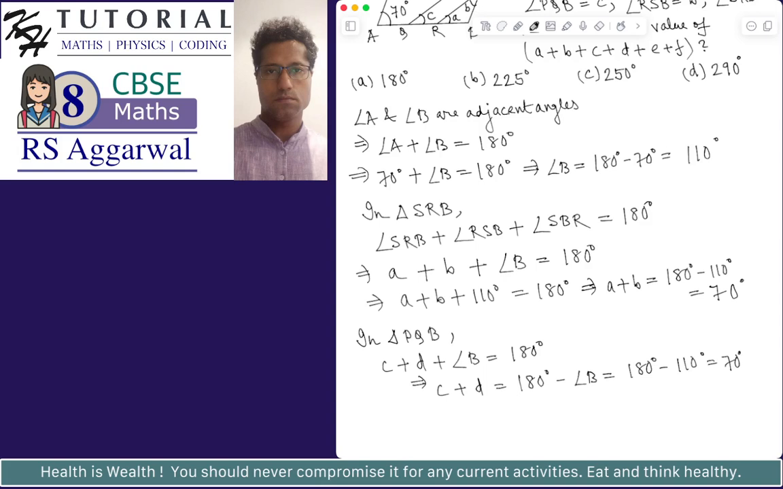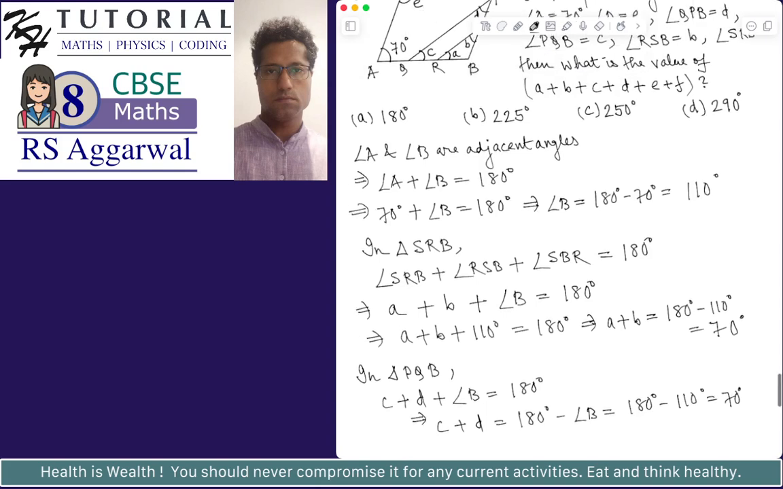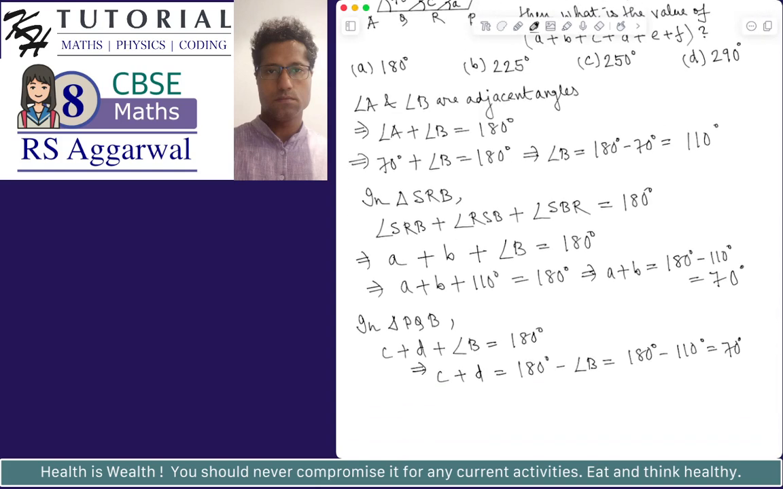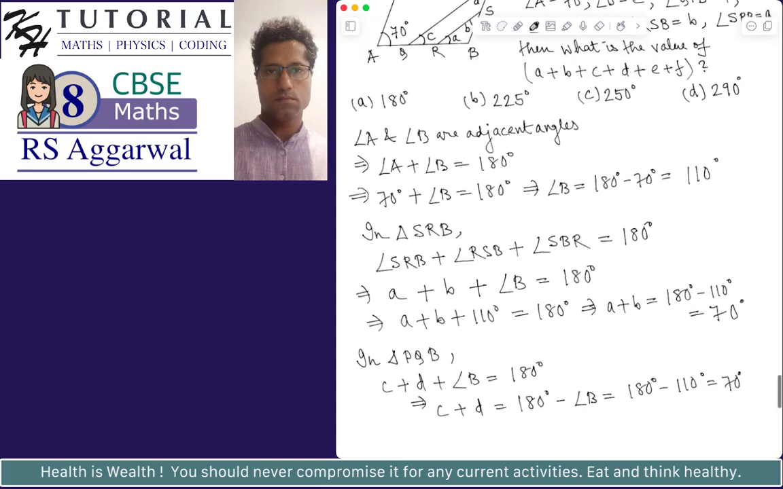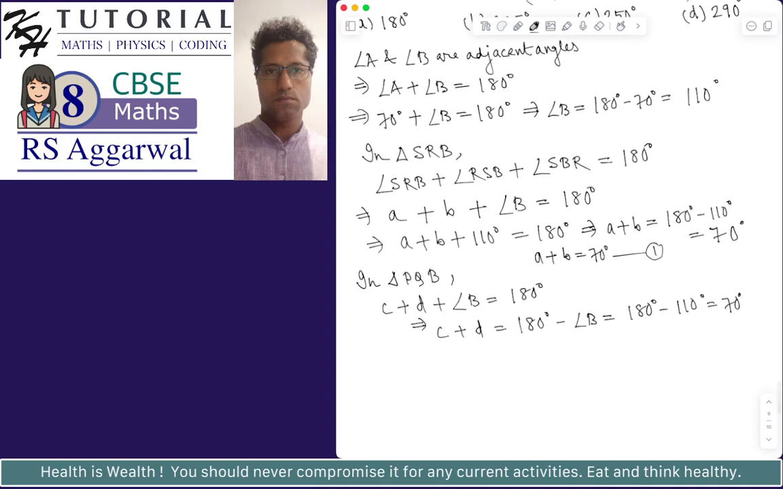So C plus D is also 70 degree and A plus B is also 70 degree. So we need now the value of E and F, or E plus F. We have found A plus B plus C plus D should be equal to 70 plus 70, that is 140. Okay, so we have A plus B equal to 70 degree. This is one result we got. We also got C plus D is equal to 70 degree. This is the second result we got.